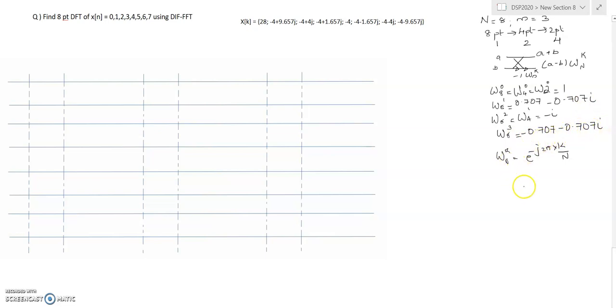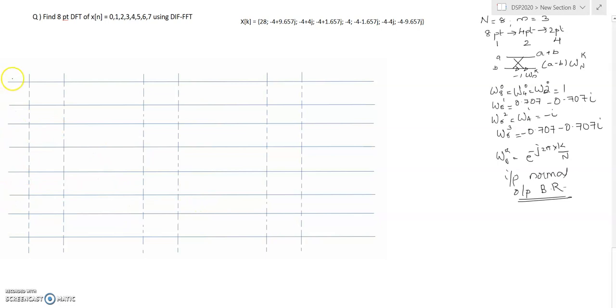And last we have to know about the input. The input will be in normal order and the output will be in bit-reversed order. So with these we begin the question and we are going to solve it.